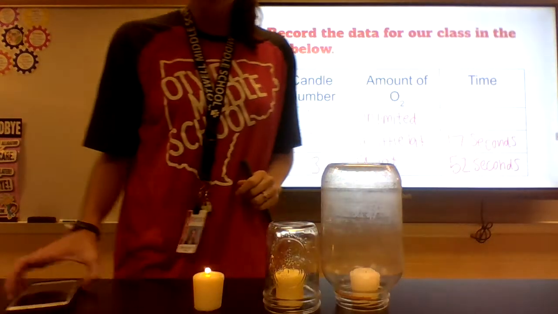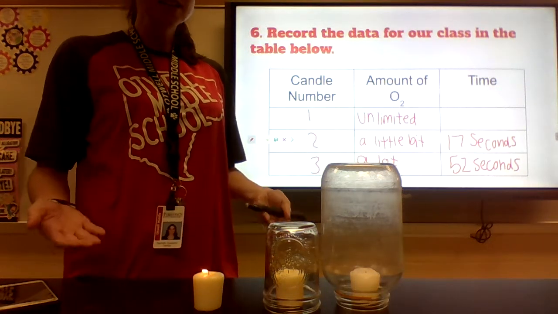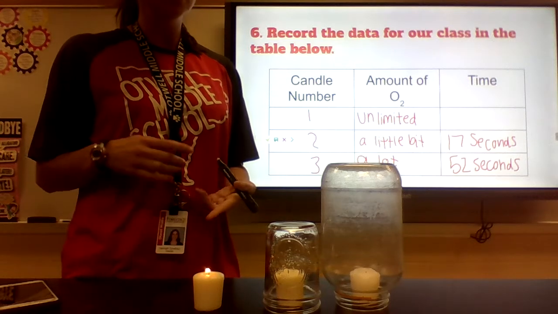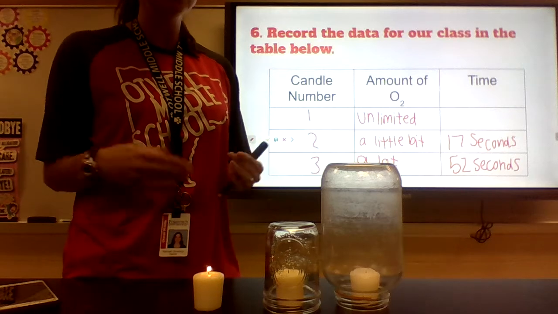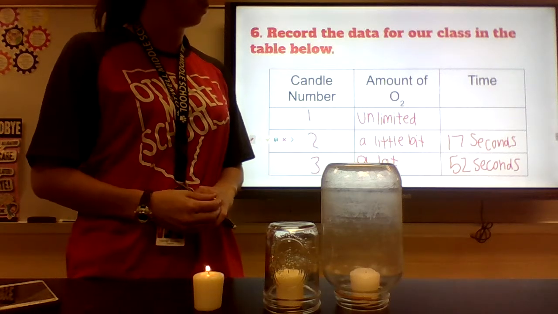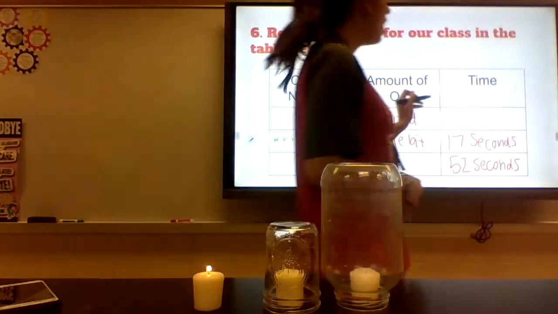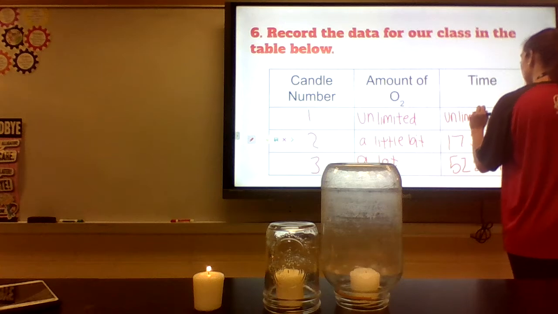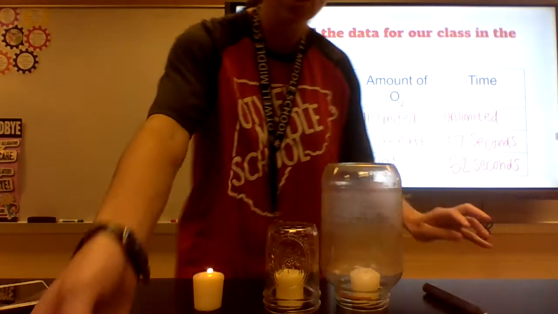All right, so let's talk about candle 1. Candle 1 here, it has an unlimited supply of oxygen. We can all agree on that. And as long as the materials were constant and the oxygen was constant and we never ran out of those, this candle would burn and burn and burn. So for candle 1, we can write for the time it took: unlimited, because it's going to burn as long as there's oxygen.